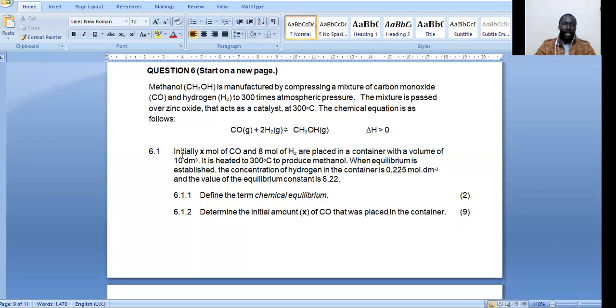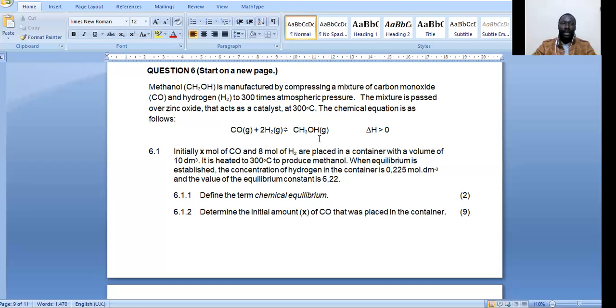Now, the question here is that initially, at the start of the experiment, some X moles of carbon monoxide and 8 moles of hydrogen gas are placed in a container with a volume of 10 cubic decimeter.